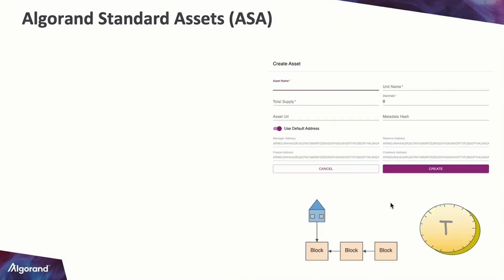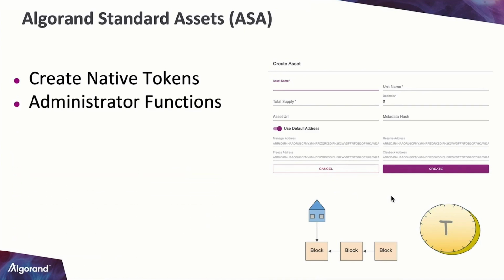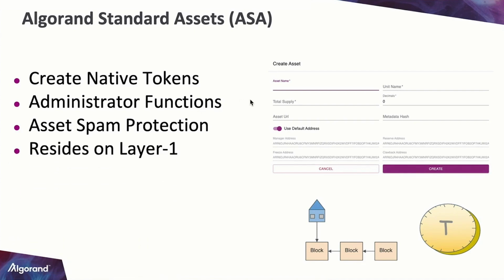So with that said, let's talk about Algorand standard assets, or ASA. This facilitates you to create native tokens. You can create your own cryptocurrency with this capability, or you can create things like game tokens for a game. And this means also that there are several functions and management functions available to it. Asset spam protection, for example. And also you got to opt in to receive an asset. You can't just go ahead and send it blindly to everybody. And this resides on layer 1. This is built right into the protocols.